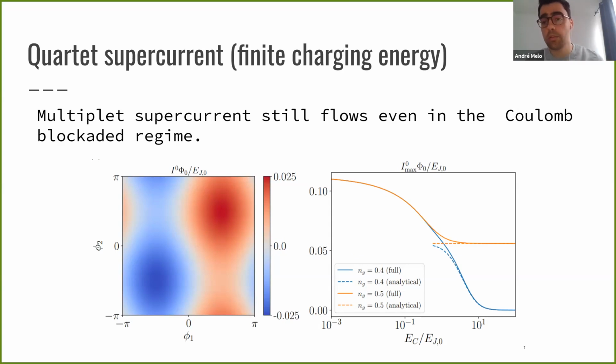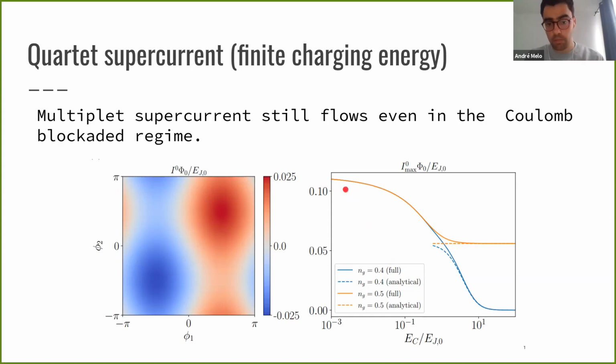There's an additional parameter related to this charging energy, which is the offset charge of the island. This parameter is called ng. So if we are at ng not equal to 0.5, for example, 0.4, let's say, then the charge states in the island are non-degenerate. And so that means that as we increase the charging energy, this difference between the 0 and 1 states increases arbitrarily, and I have to pay a very large energy in order to transfer a charge into the island. And that means that the current is going to vanish in the EC goes to infinity limit.